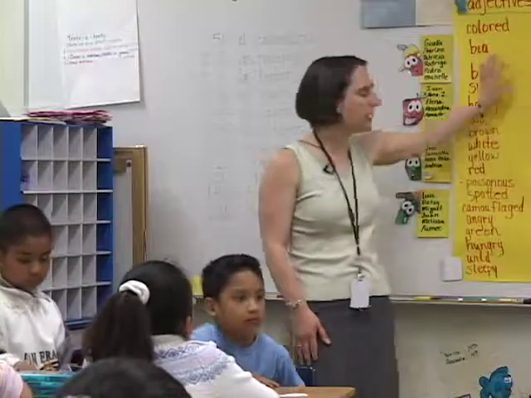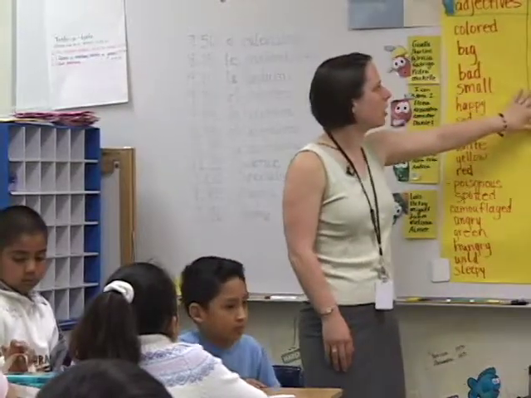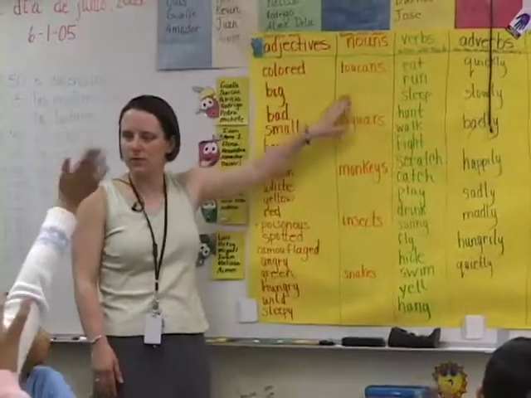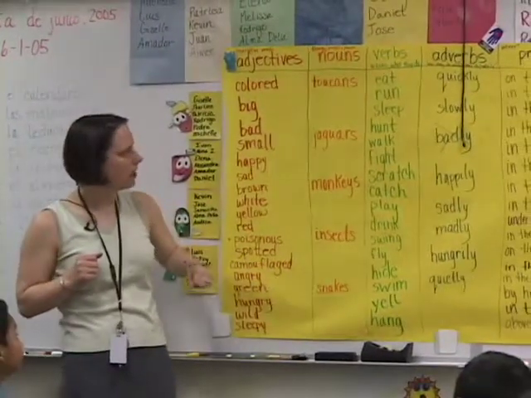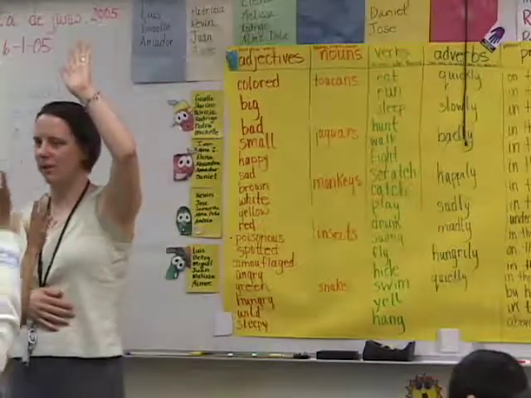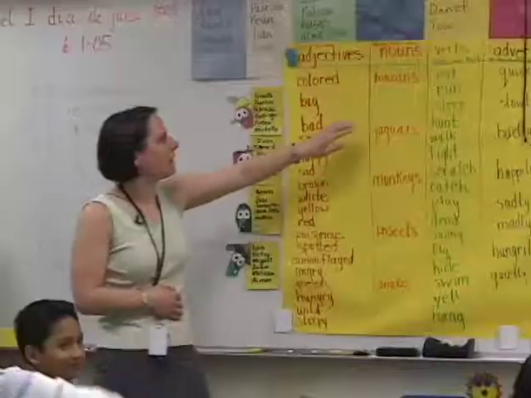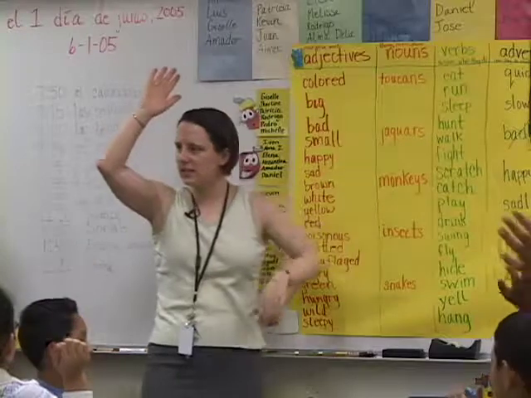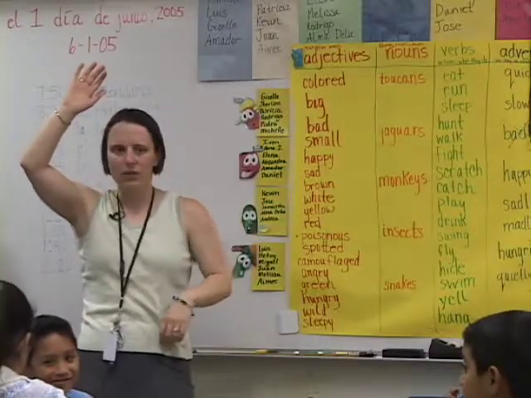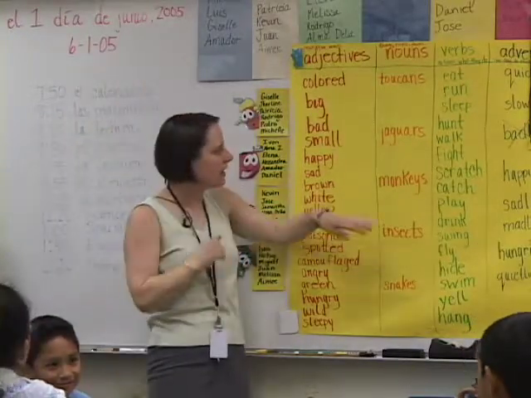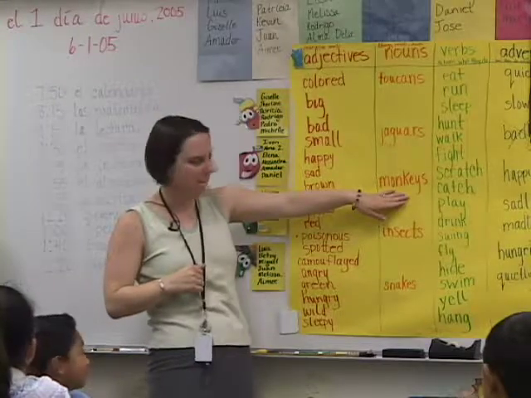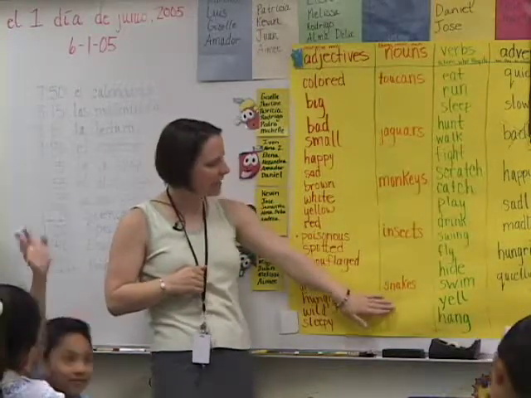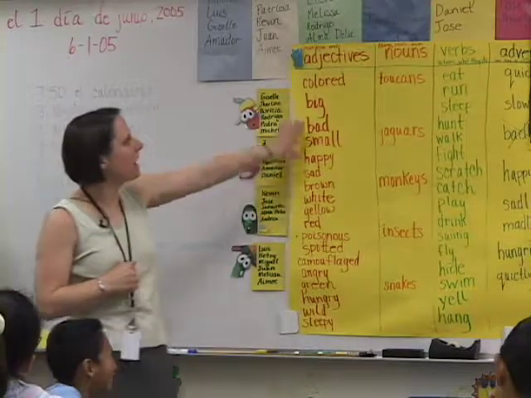And because we're studying the rainforest, here's our chart. What are our nouns that we used? Juan? Jaguar. Raise your hand if you like a jaguar. Okay. What about this one? Toucan. Who used a toucan in their sentences? We only had a couple of you. Okay, good. Then we had monkeys, insects, and snakes.